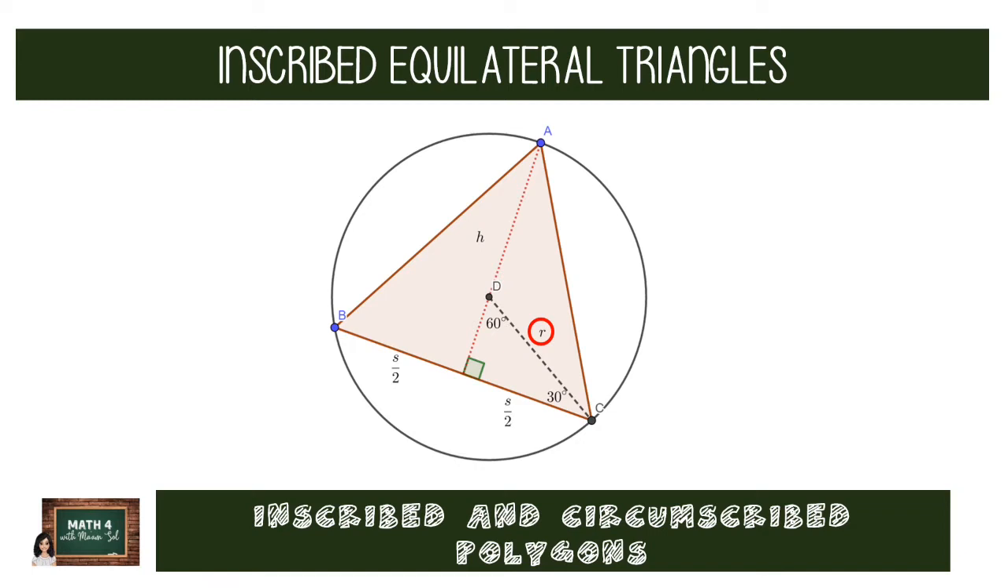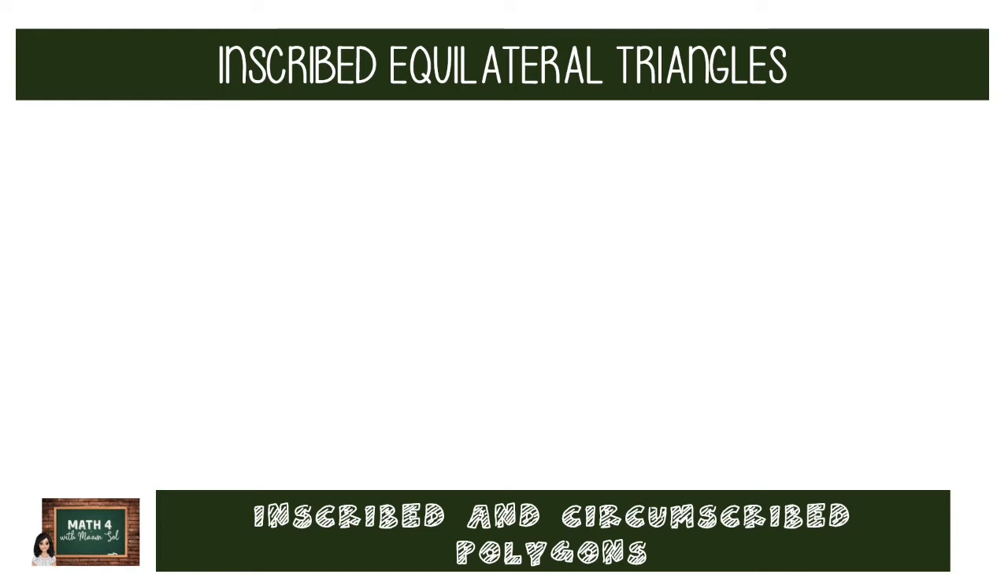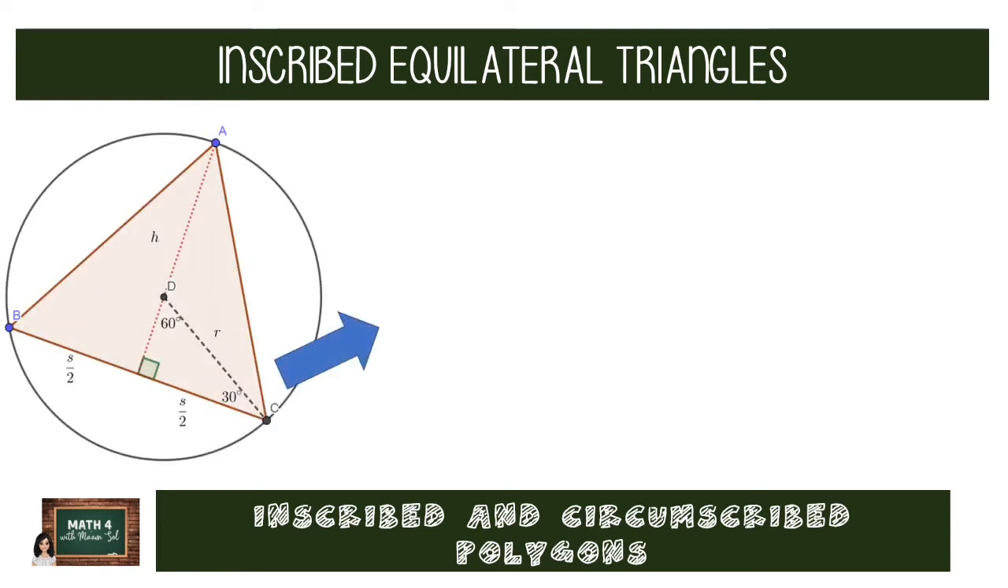We then draw the altitude of the triangle, which we will denote as h. Remember that since the triangle is equilateral, the altitude is also a median. Thus, it bisects side s into two congruent segments s over 2. We now have a 30, 60, 90 triangle, one of the special right triangles. Let us examine that smaller triangle further.